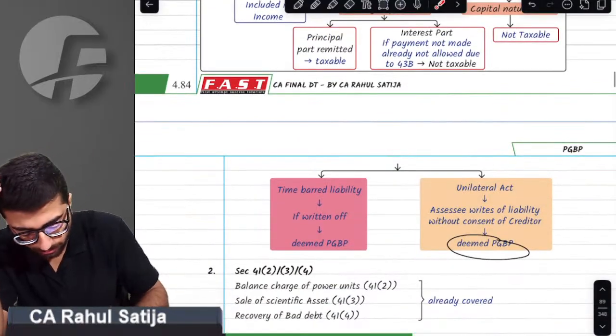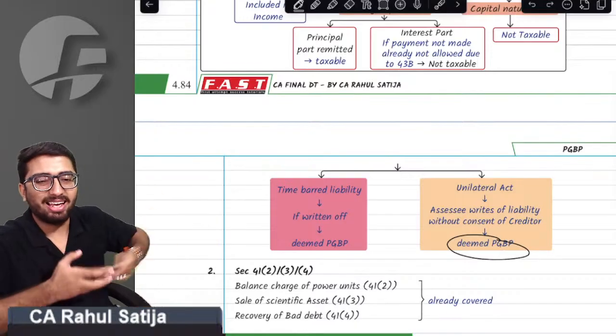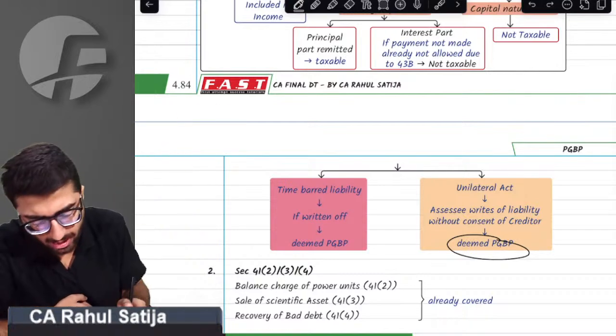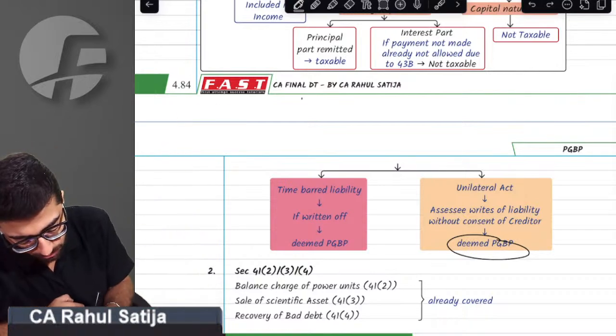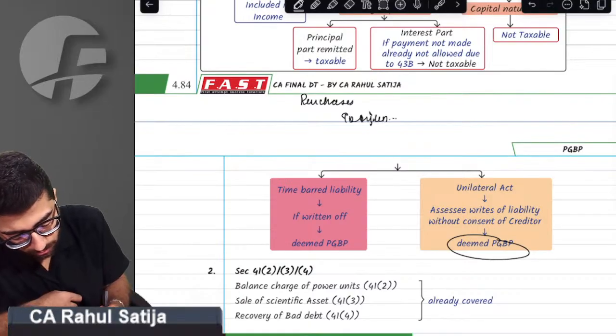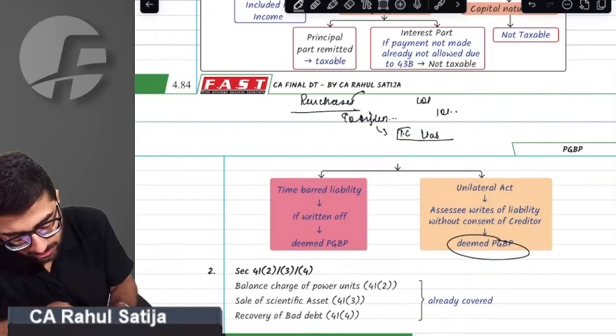For example, I purchased goods. Sir, how do I purchase goods? I just pay money and purchase goods. No, I am purchasing goods on credit. For example, I bought goods from Arjun. Purchases to Arjun, 10 lakh. Arjun is my trade creditor, and this will go to liabilities in the balance sheet. Purchases is my expenditure. This will go to debit of P&L.